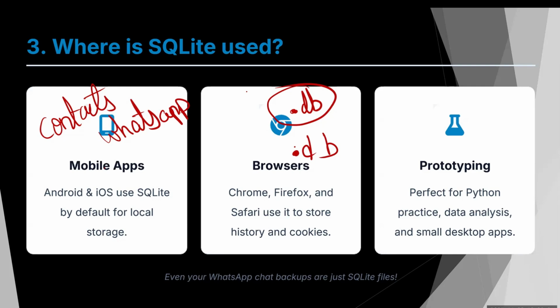Why does WhatsApp need this file? Because it stores your chats, and if you want a chat backup, you'll get it. That's it, sir, that's what I have written here. Even your WhatsApp needs this thing, right? And it's also used for data analysis by Python users. This is an important thing for a data analyst.